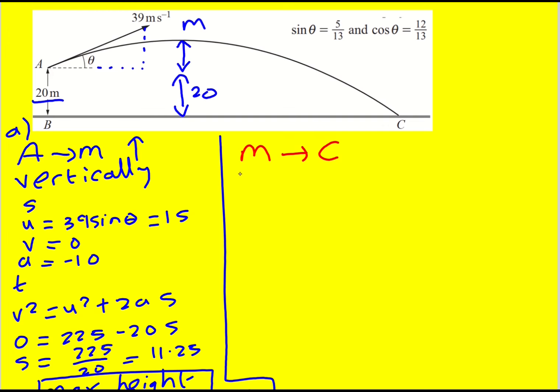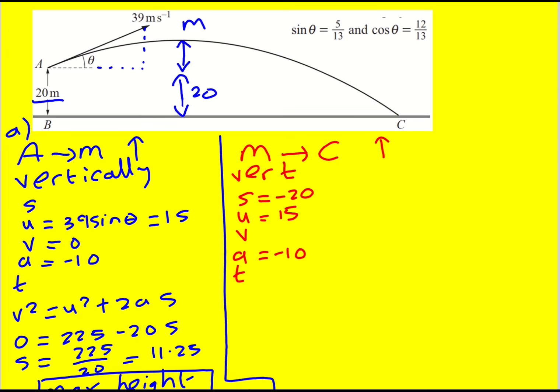So I'm going to be looking vertically again. I'm going to still apply up as positive. I'll talk about that a bit more in a minute. So suvat, we've still got u as 15. We've still got a as minus 10. This time we don't know what the final velocity is, but we do know the final displacement. It's gone down by 20. Because up is positive, then s is going to be minus 20.